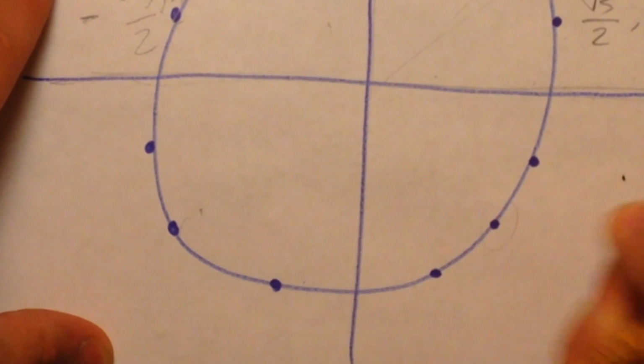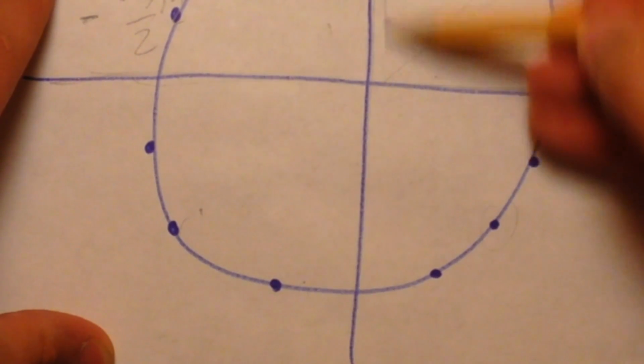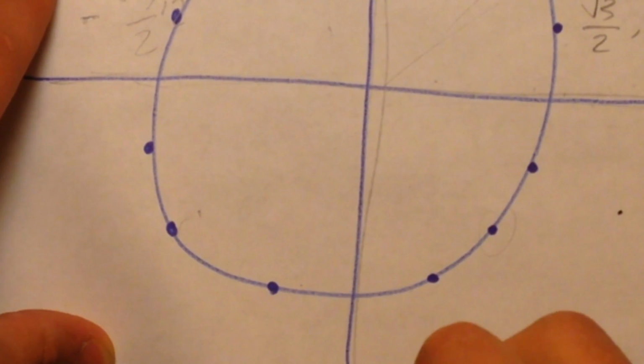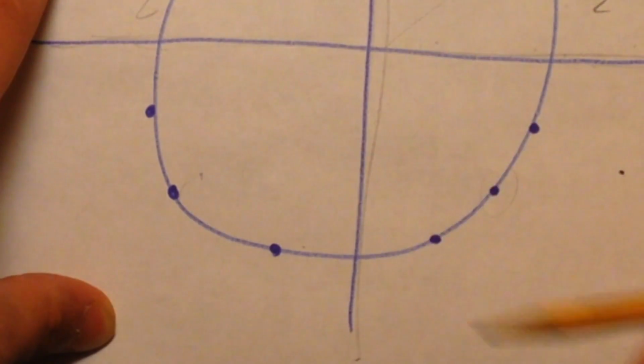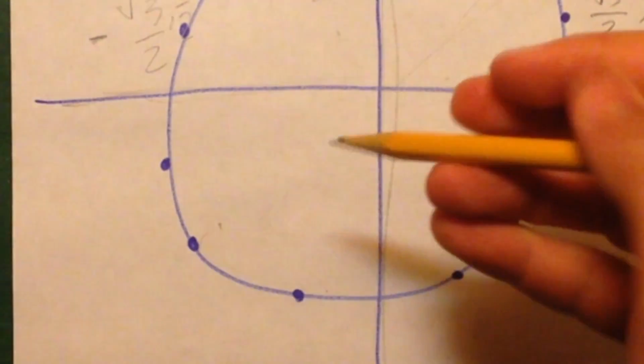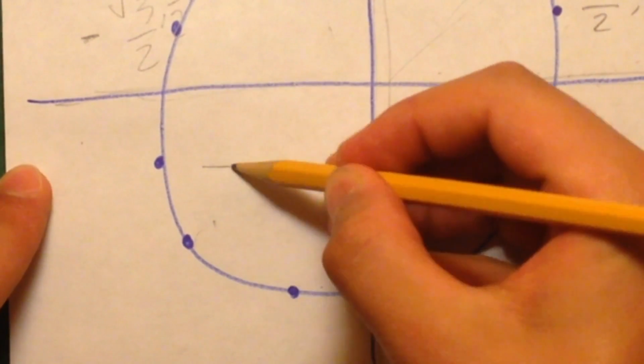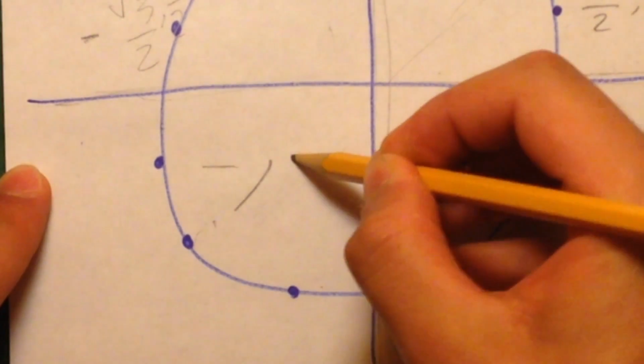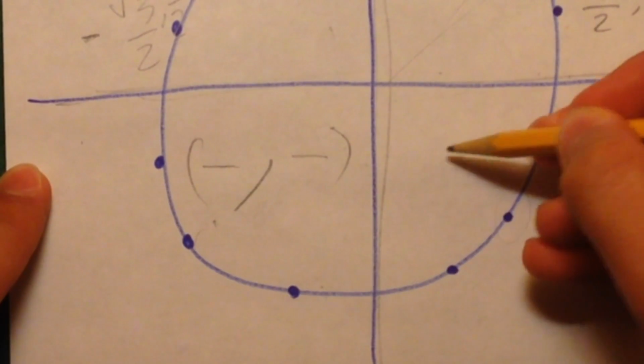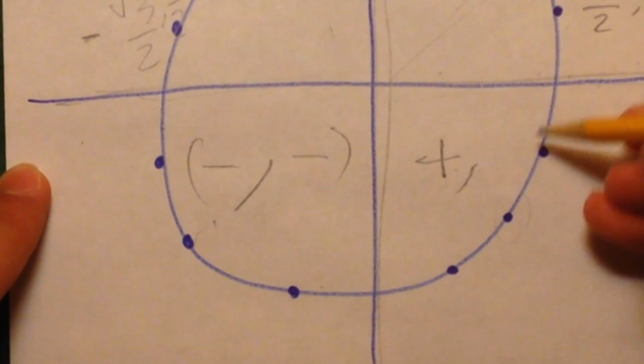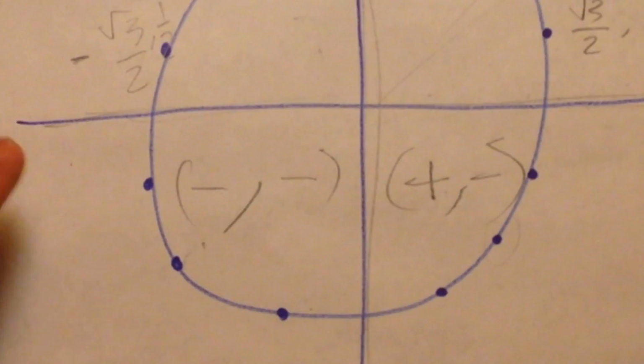Right here, the ones near the y-axis are a half comma square root of 3 over 2. Except here, the x is going to be negative and the y is going to be negative. Right here, x is going to be positive, but the y is going to be negative. And that's how you should remember it.